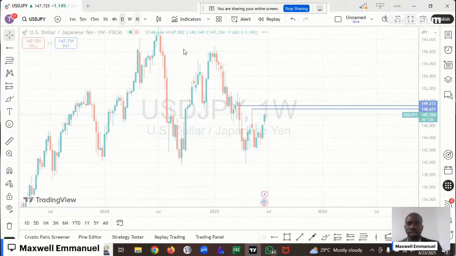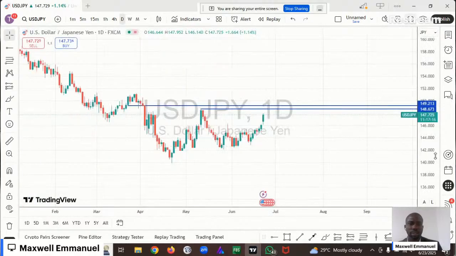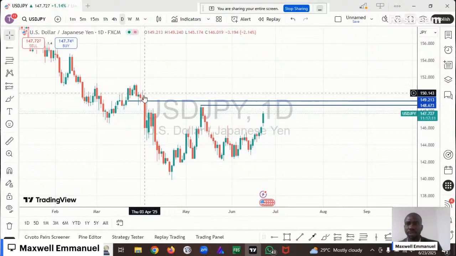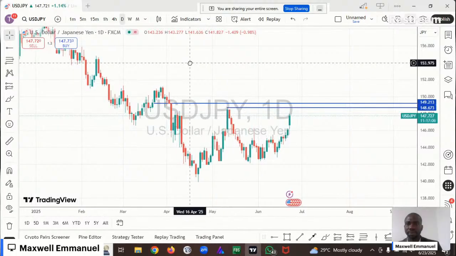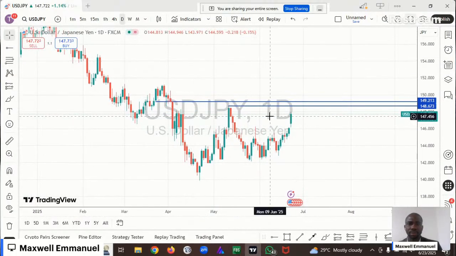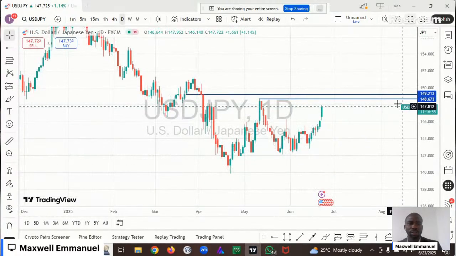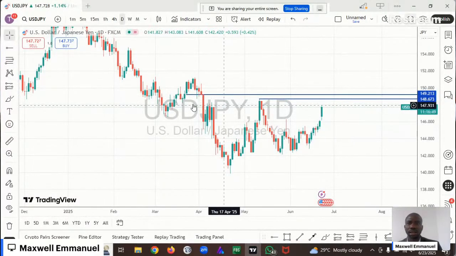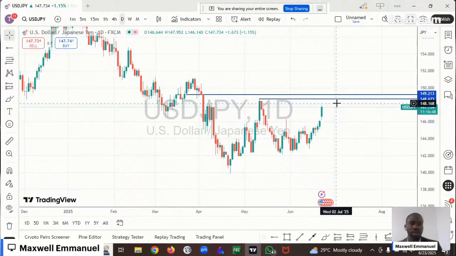So let's see the daily. You can see the fair value gap on the daily time frame. This is where USD JPY is aiming for. It's coming to fill this fair value gap. So don't sell USD JPY until this fair value gap gets filled. Wait for the fair value gap on the daily and the weekly to get filled before you consider going bearish.